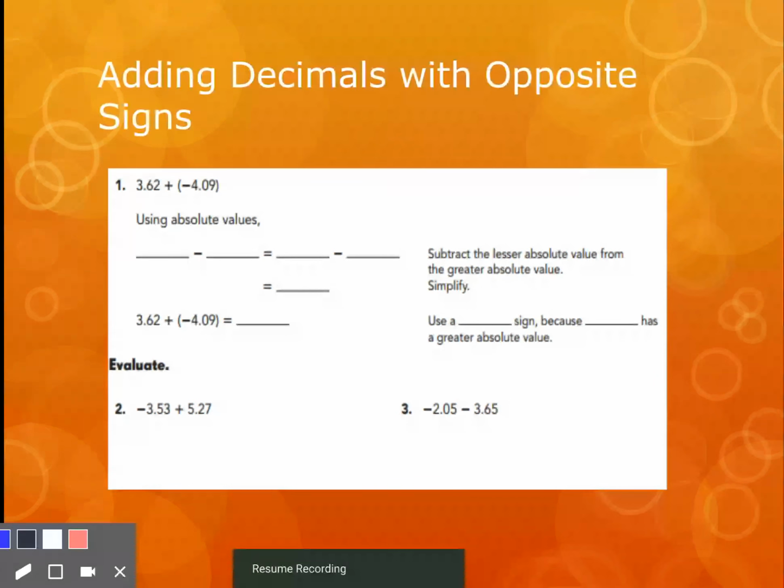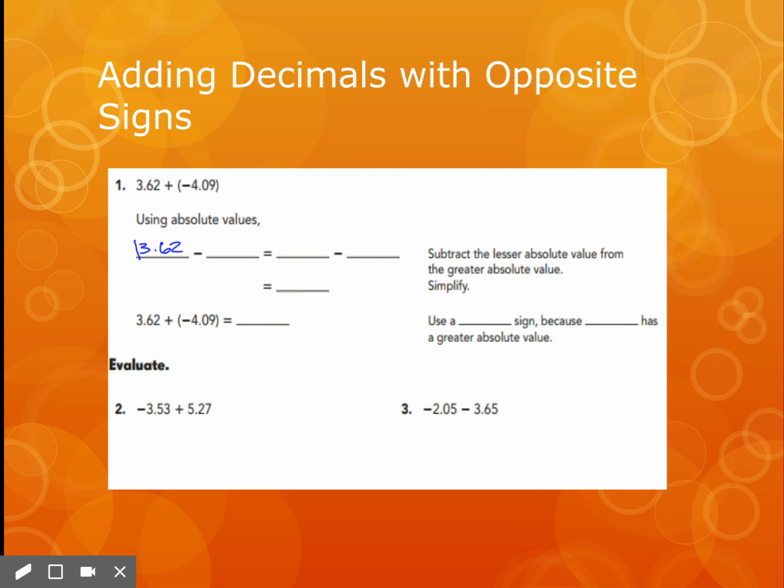Okay, so number 1, we have 3.62 plus a negative 4.09. Because we're adding something with opposite signs, first I'm going to use the absolute values and subtract. So I have the absolute value of 3.62 and the absolute value of 4.09. I want to have my larger one first, so that changes to 4.09 minus 3.62. Again, I would line it up vertically, so I'm going to do that over to the side here.